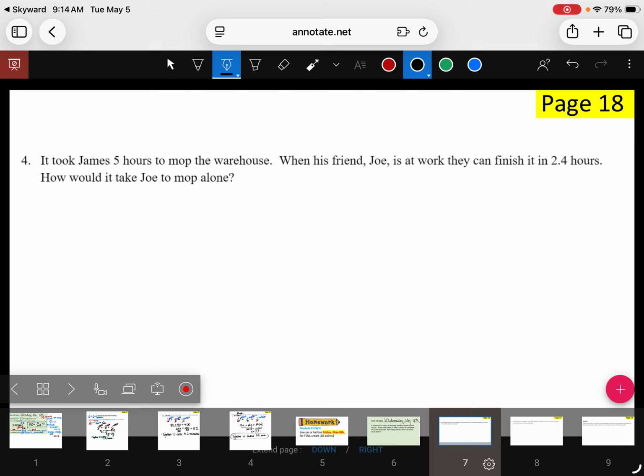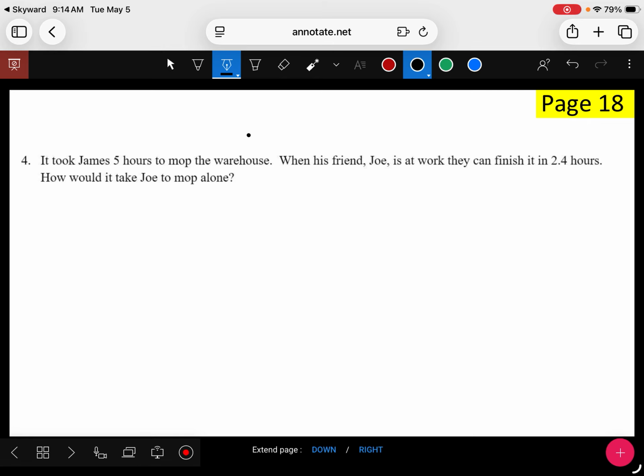All right, we're talking about a warehouse. So it says it takes James 5 hours to mop the warehouse. When his friend Joe is at work, they can do it in 2.4. Now we're going to figure out how long it takes one of them to do it alone. All that means is I'm moving my x, okay?